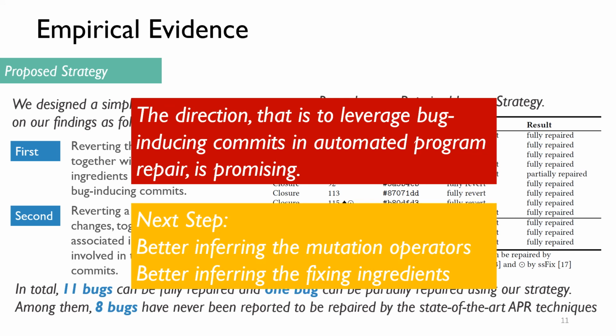We also have two major important next steps. First is that we need to design better techniques to infer the mutation operators. Second is that we need to design more sophisticated rules to infer the fix ingredients. More details can be found in our paper.